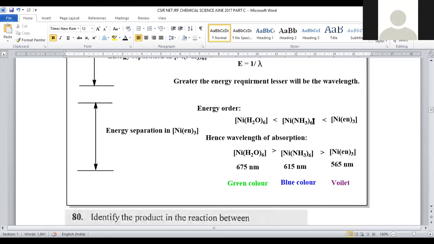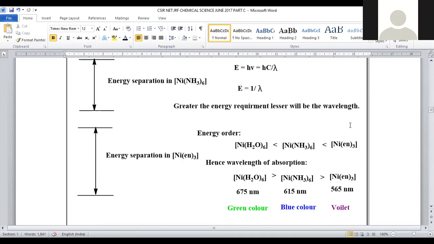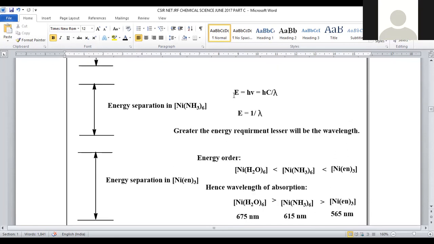Aqua complex is least, ammonia complex is in between, and ethylene diamine is a higher energy kind of transition observed. Then what is the relation between energy and wavelength? In order to predict that, we have to go with the formula E is equal to h nu, where h is Planck's constant. Nu is given as c by lambda, where c is the light speed and lambda is the wavelength of light. So E is equal to h c by lambda.